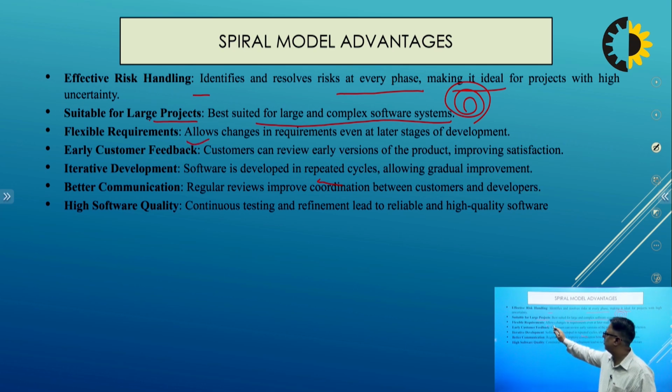Flexible requirements: it allows changes according to the customer's feedback, and it allows requirements even at a later stage in the development phases. We have to collect the customer's feedback in the early phases. An iterative development process is also available in the spiral model. There is better communication between the development team and the customers. High software quality is available through the spiral model.